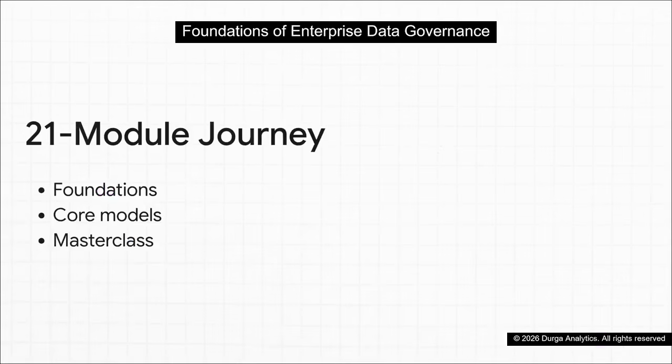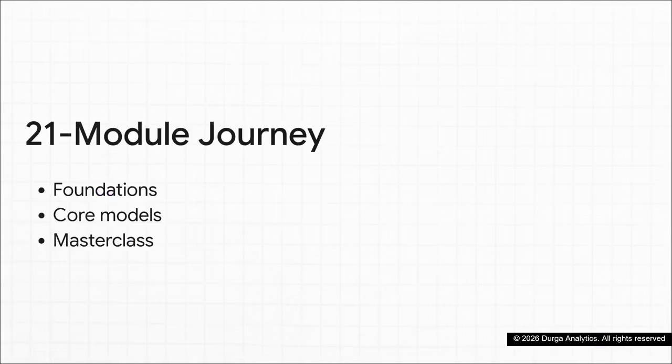Real quick, just a reminder of where we are on our roadmap. We're navigating a massive 21-module journey across 529 chapters. We're covering the whole shebang from building your foundational operating models all the way to cloud governance and responsible AI.